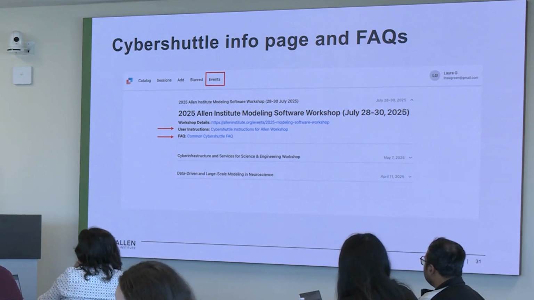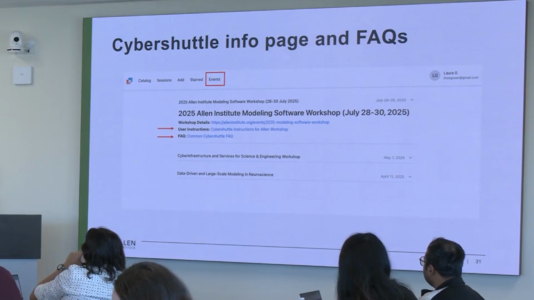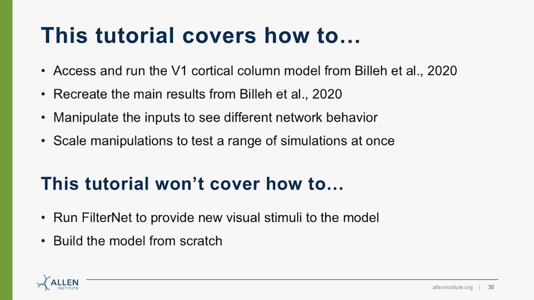We have quite a bit of time left, so I'll do a tutorial after. But for an overview of how this works, it'll cover how to access and run the V1 cortical column model from the Billeh et al. 2020 paper, recreate some of the main results from the paper, how to manipulate the input to see different network behavior, and how to scale the manipulation so it can run a range of simulations one after the other, instead of having to set up each simulation one at a time.